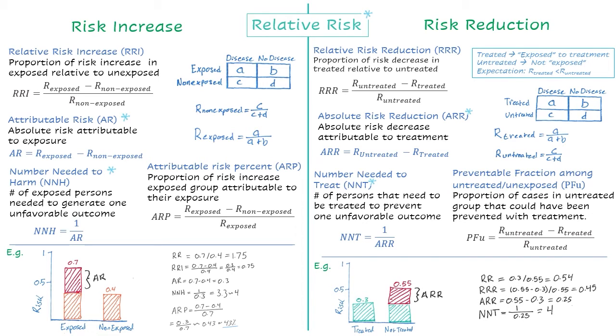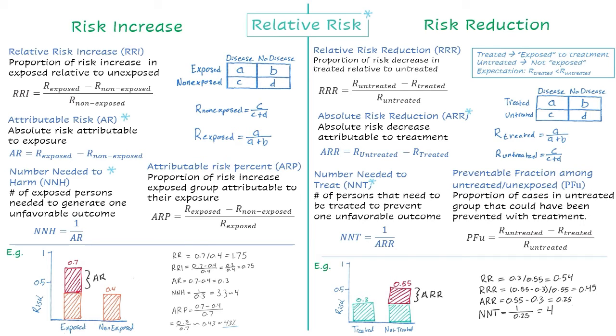Now let's do another example. Suppose that for persons receiving drug A, the risk of sunburn was 0.3, while those not taking drug A had a risk of 0.55. The relative risk in this case is 0.54, meaning persons taking drug A are 0.54 times as likely as those not taking it to develop a sunburn. The relative risk reduction is 0.45, implying that persons taking drug A are 45% less likely to develop sunburn than those who do not take drug A.